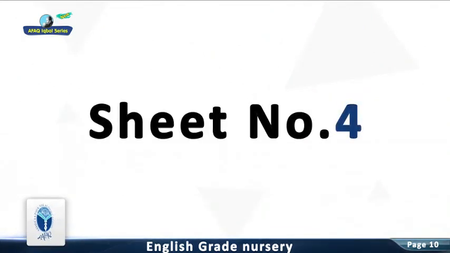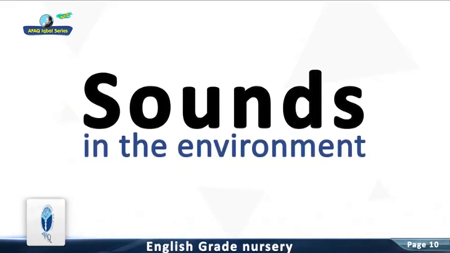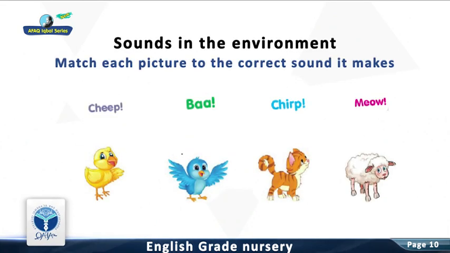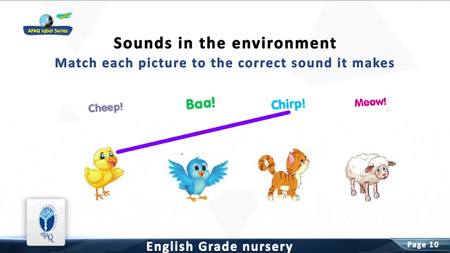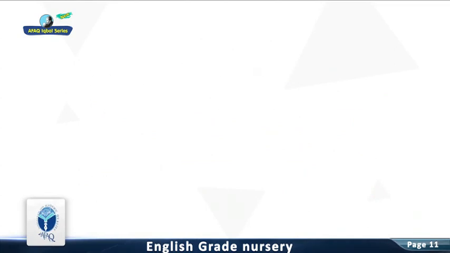Sheet number 4. Topic is sounds in the environment. Question is, match each picture to the correct sound it makes. Chick, chip, sparrow, chip, cat, meow, lamb, baa. Very good. Now move towards sheet number 5.